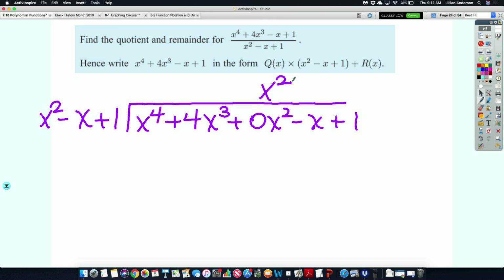Me, I am visual. I like to line my stuff up, so I always put like terms on top of the other. And then you multiply that x squared, that result that you get, by the entire divisor. What's x squared times x squared? X to the fourth. What is x squared times negative x? Negative x to the third. And what's x squared times 1?